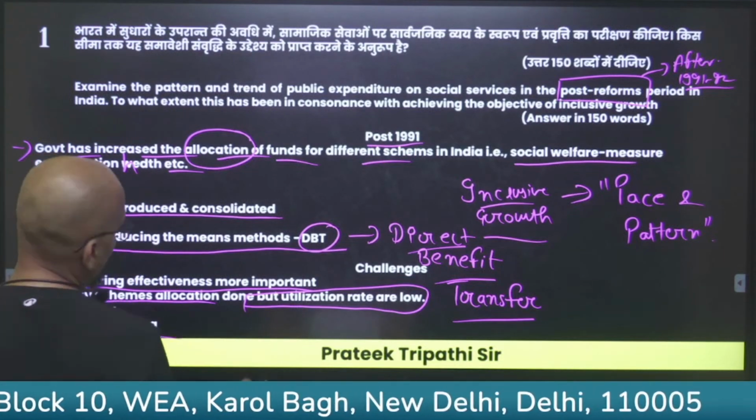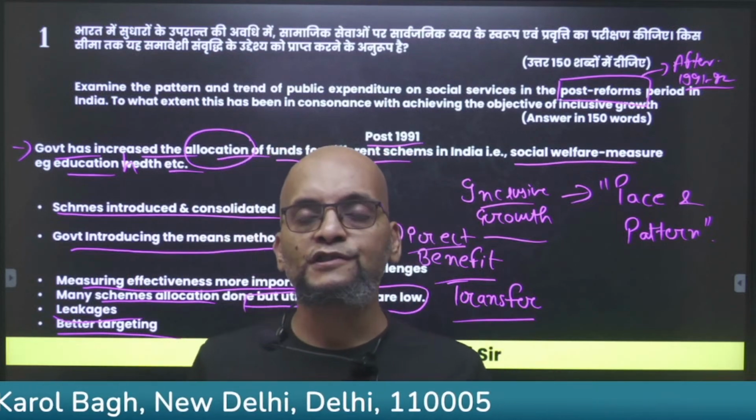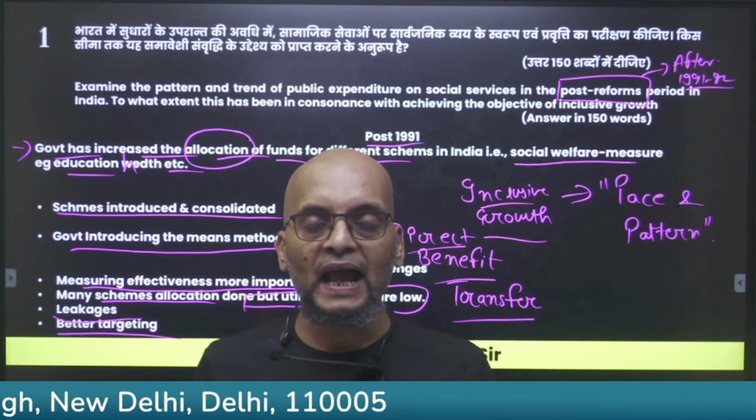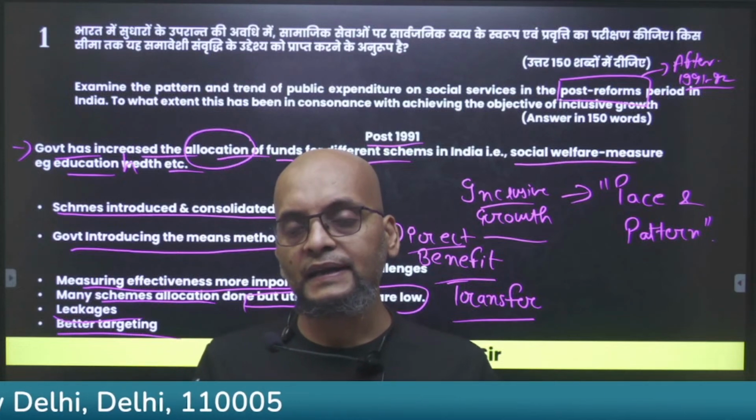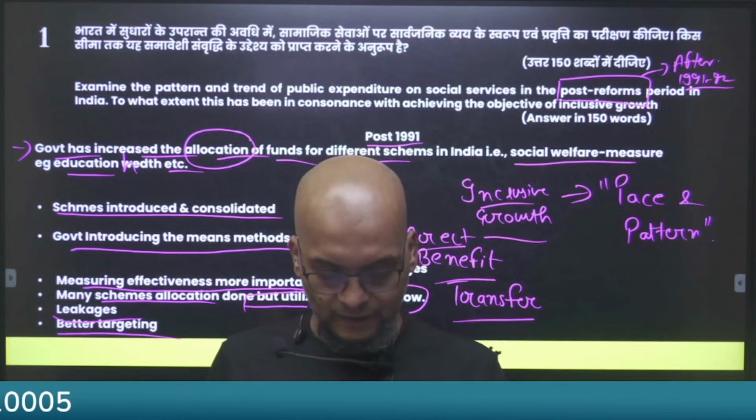And then government has to do better targeting. Government has to do the survey. It has to understand who all actually need the fund. The targeting should be proper, and then government could perform better in this regard. Okay.